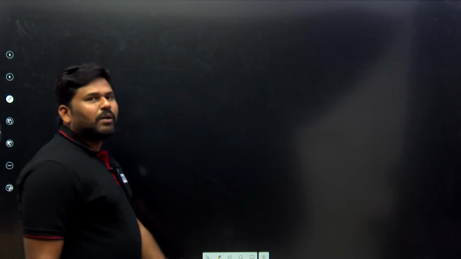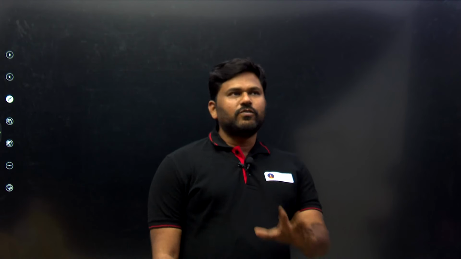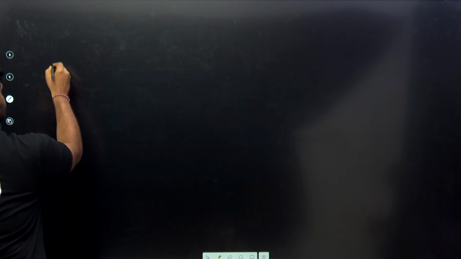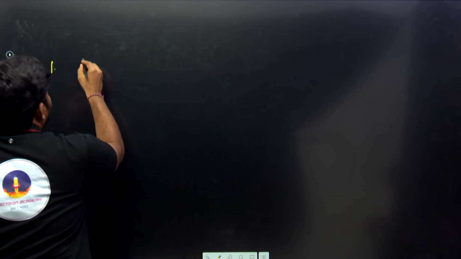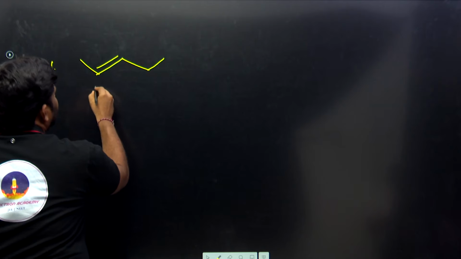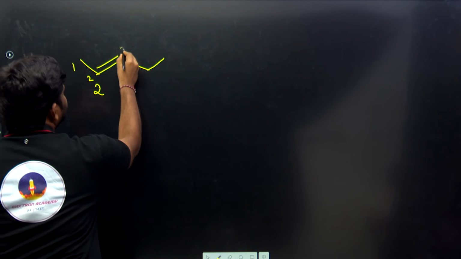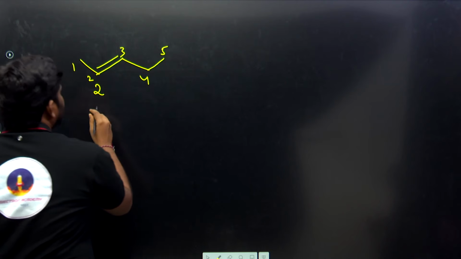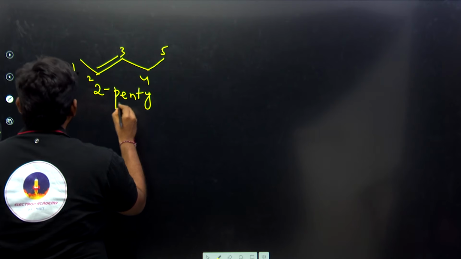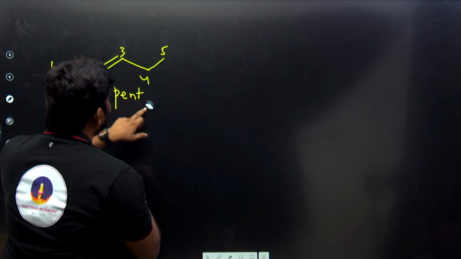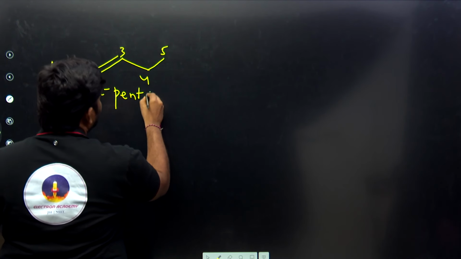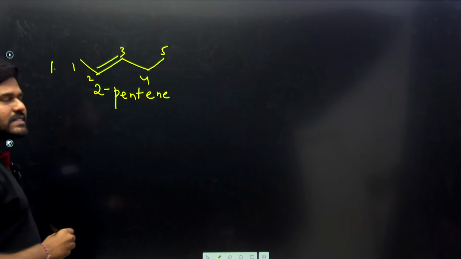Now we are moving to some more examples. Very much important here. Ring chain isomerism examples. For example, I am taking this. Here 5 carbons we have: 1, 2, 3, 4 and 5. So what is the name of this? 2-pentene. 5 carbons are there, pent, and second position ene there. So 2-pentene, alkenes and cycloalkanes.